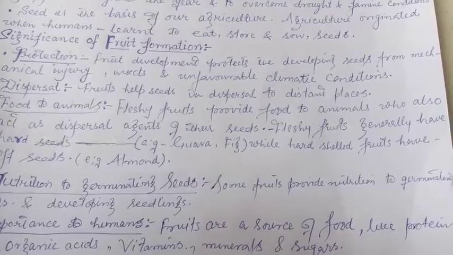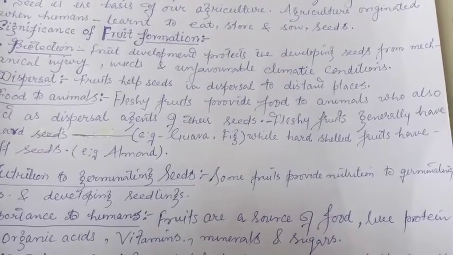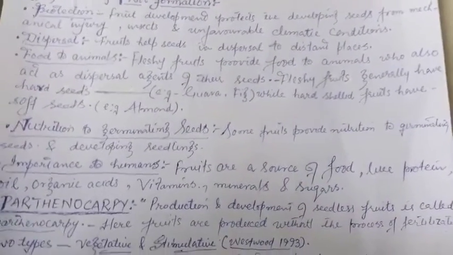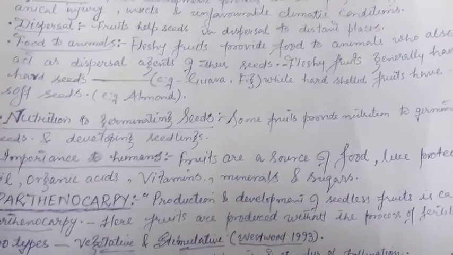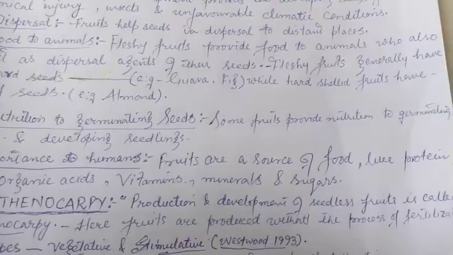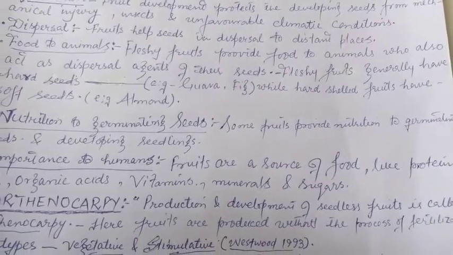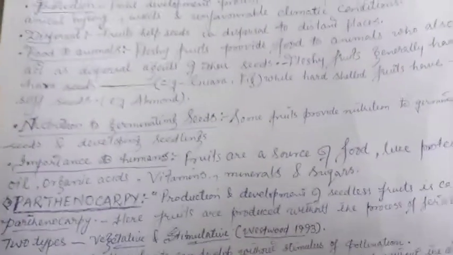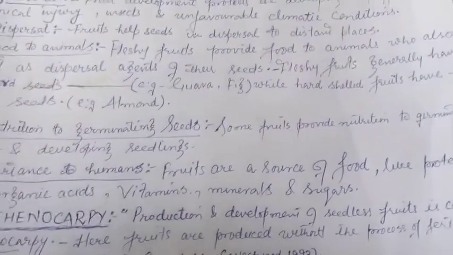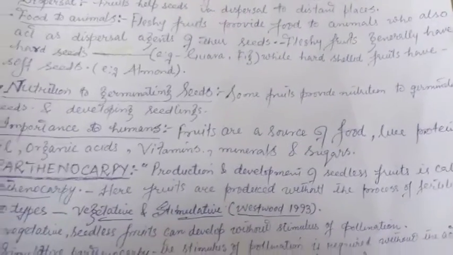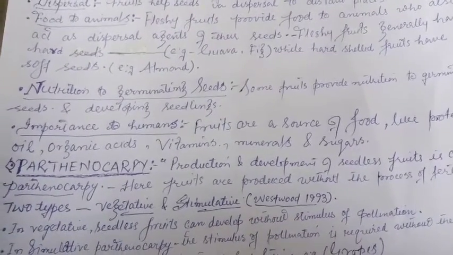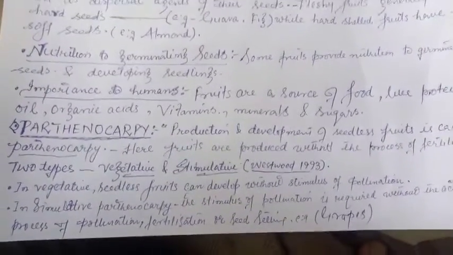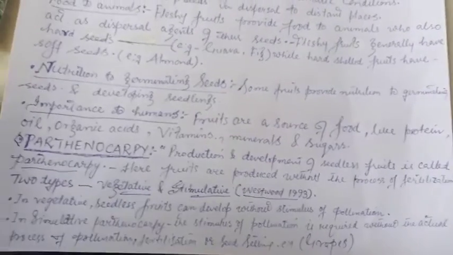These fleshy fruits generally have hard seeds like guava and fig, while hard shelled fruits have soft seeds as in the case of almond. Nutrition to germinating seeds: some fruits provide nutrition to germinating seeds and developing seedlings. Importance to humans: fruits are a source of food like protein, oil, organic acids, vitamins, minerals, and sugars. In fact, they are natural sources of these important nutrients.